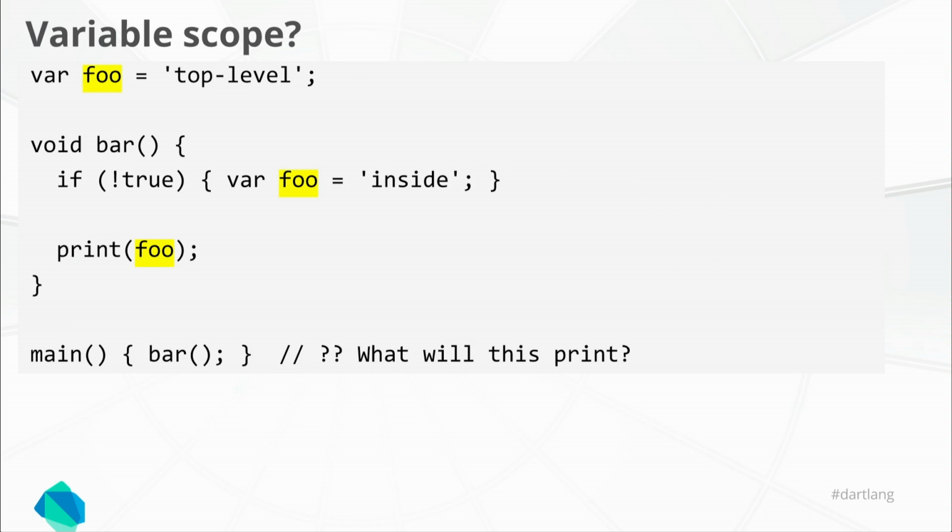Next, let's talk about scope. So JavaScript, as you might know, has function scope, and it hoists the function declarations to the top of the function. So here we have two variables with the same name, foo. One of them is a top-level scope, and the other one is inside of this block here, inside the if statement. So when we print foo here, how do we know which one is going to be printed?